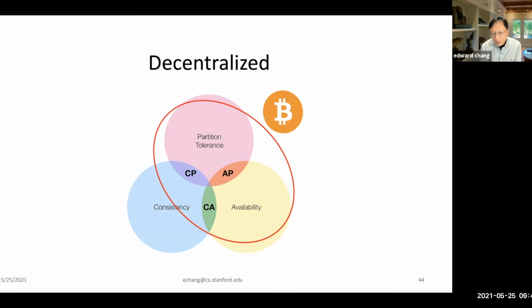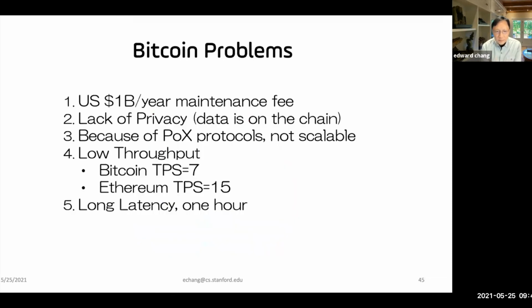As I again just mentioned, we think about 6 hours or half an hour, depending on the situation. Your transaction was in an inconsistent state, so double spending could happen. And to summarize Bitcoin's problems: one is it's very expensive to maintain such a blockchain, $1 billion a year, and the lack of privacy. Why? Because you put data on the chain.